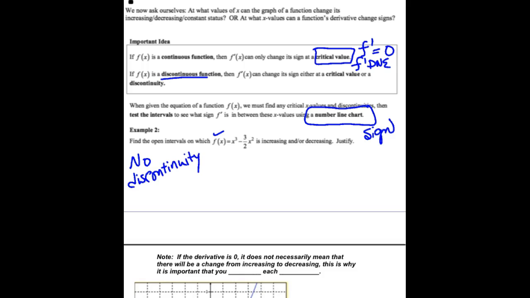No discontinuities. So the next thing I need to do is go find, is there anywhere where the derivative is 0 or doesn't exist? So I just go take the derivative. For all of these, you will take a derivative. The chapter's called Applications of Derivatives. So we have 3x squared minus 3x.